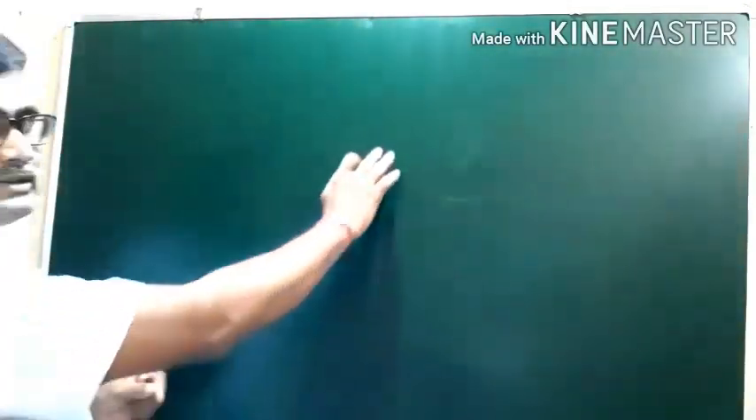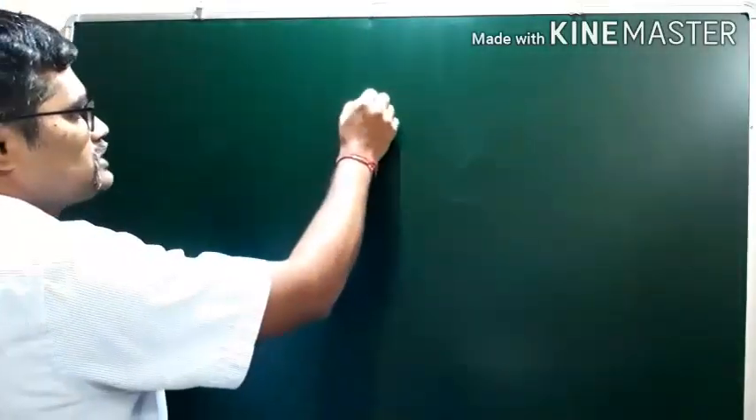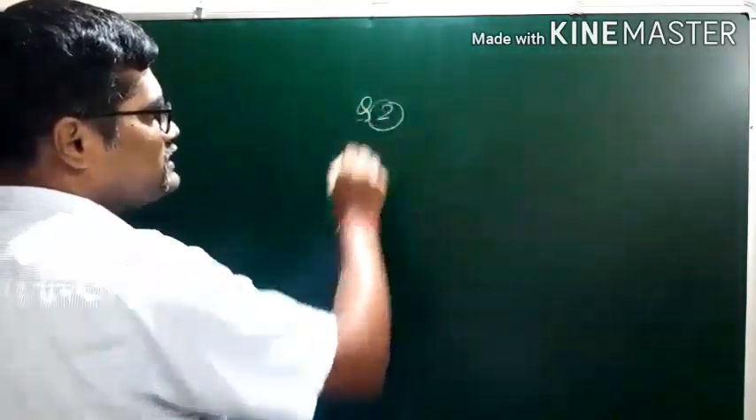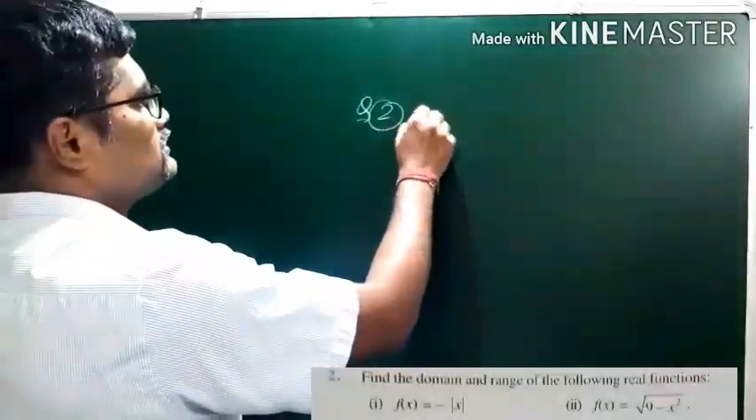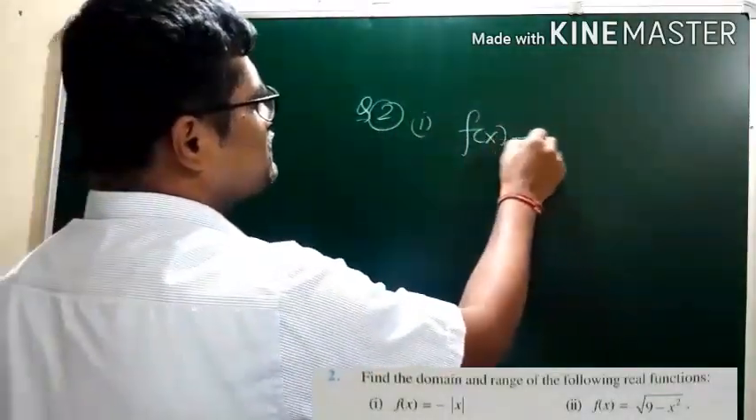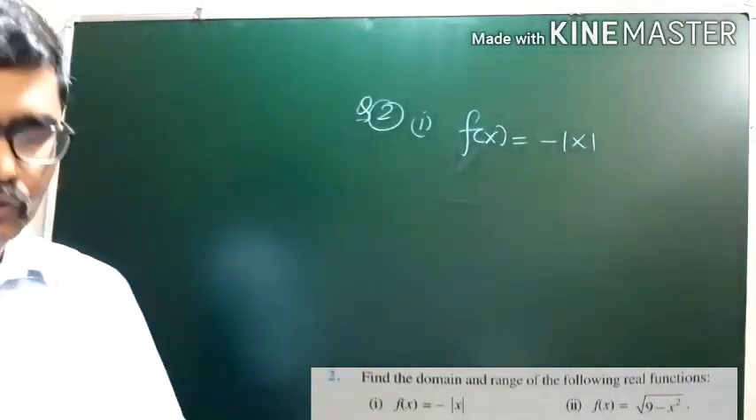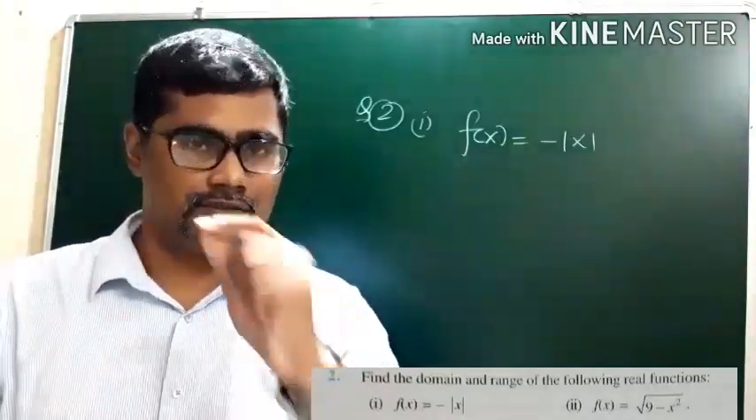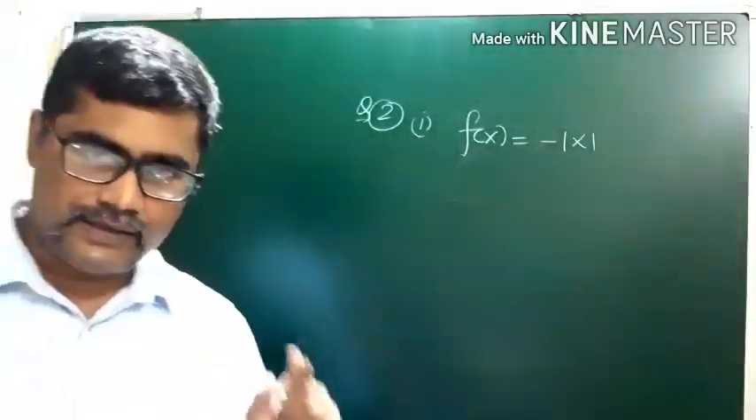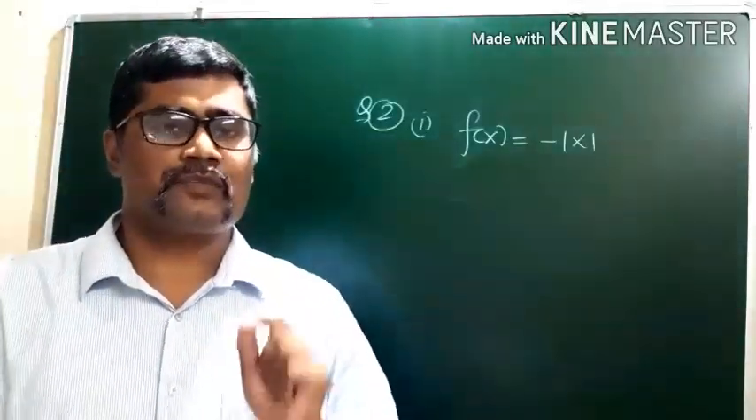I'll write from here first, then I can go there, so you can easily keep both the sides together. So question number 2 of NCERT, part 1. Your function is f of x equal to minus of mod x. You have to find the domain of this. It will take a little time, other functions do not take much time.